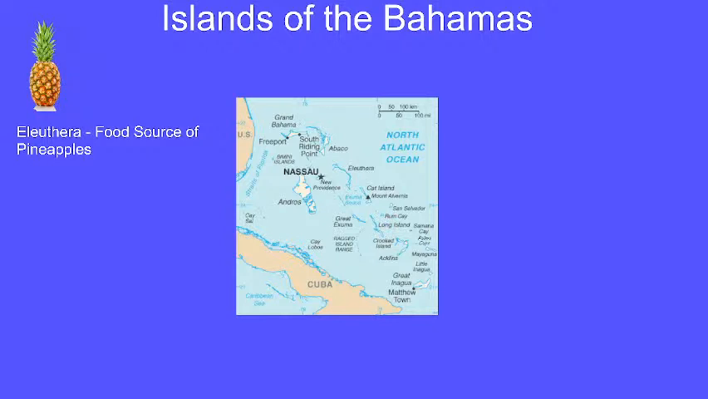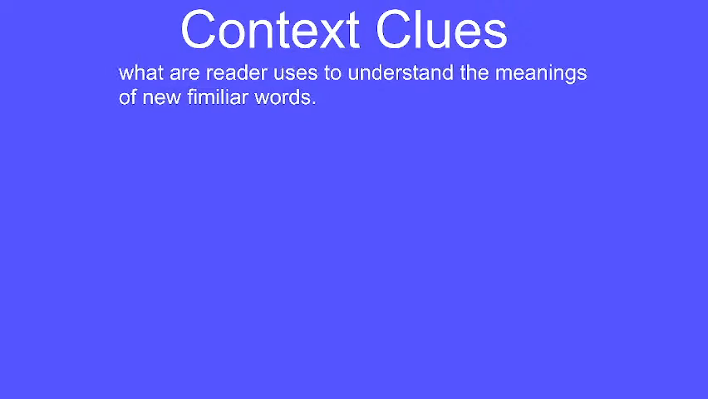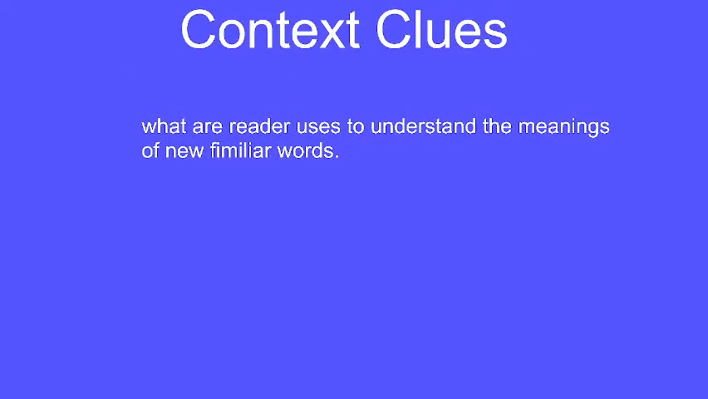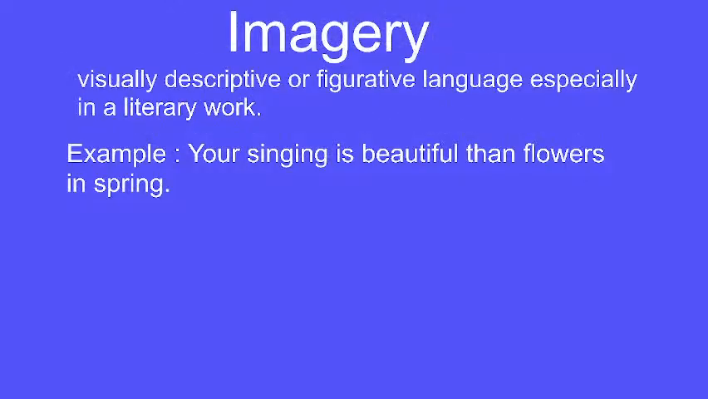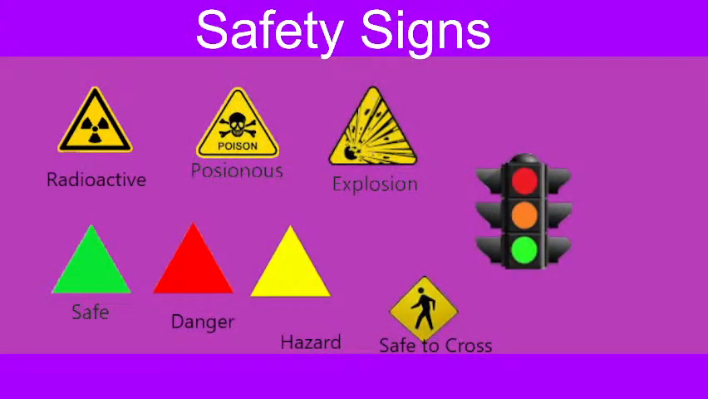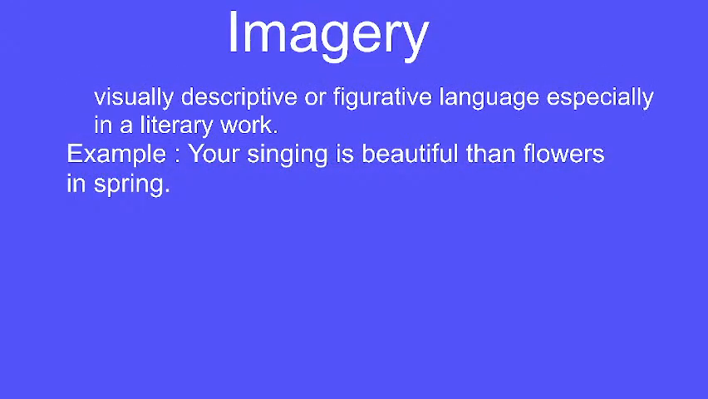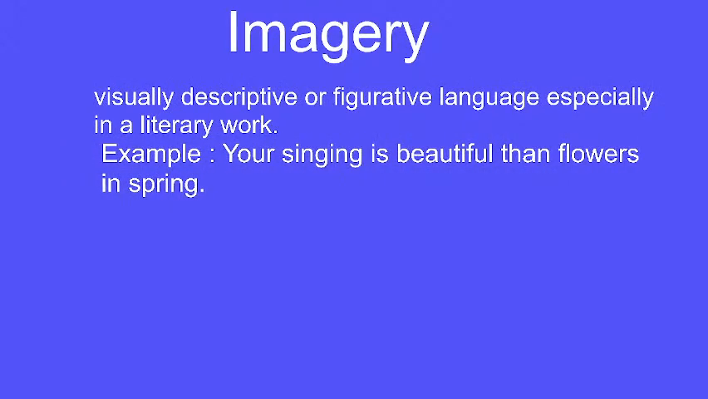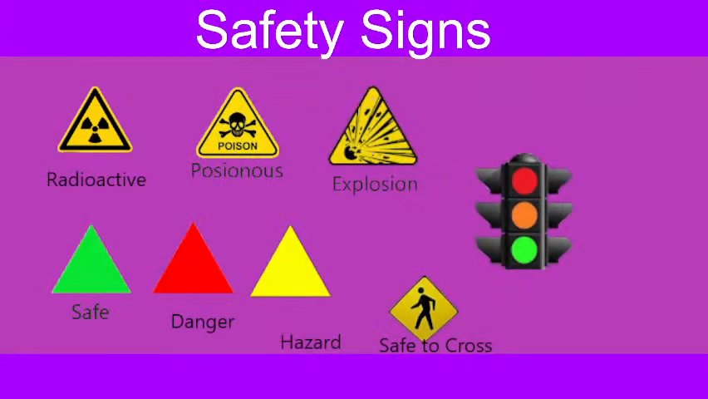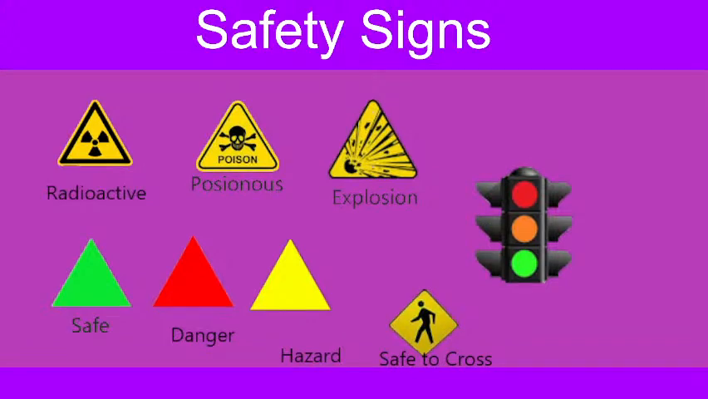Now, our next lesson is about context clues. Context clues is what a reader uses to understand the meanings of new or unfamiliar words. Now, our ninth lesson is about imagery. Imagery is a visual description or figure of language, especially in a literary work. Example: your singing is more beautiful than flowers in spring. The word "than" is giving a visual description of singing unto flowers in spring.